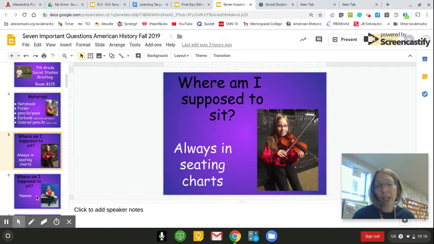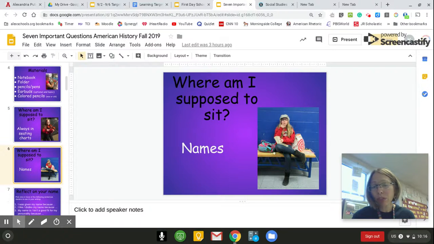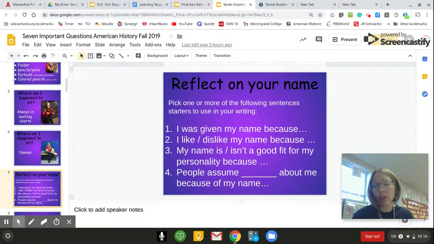And then today, where we went after that is names. Names are important. They kind of become who we are. We get this name. Parents put a lot of time into picking one, and so this is who we are. So I had students reflect and do a little free write or journaling on their names, picking one or more of those, and then we shared those with a couple of classmates. So if you weren't here today, maybe talk about that with your parents or at least reflect on that.